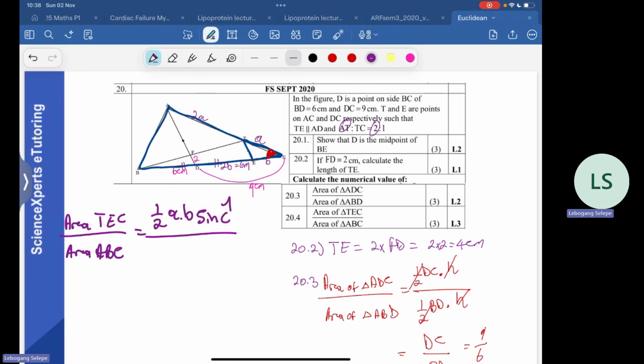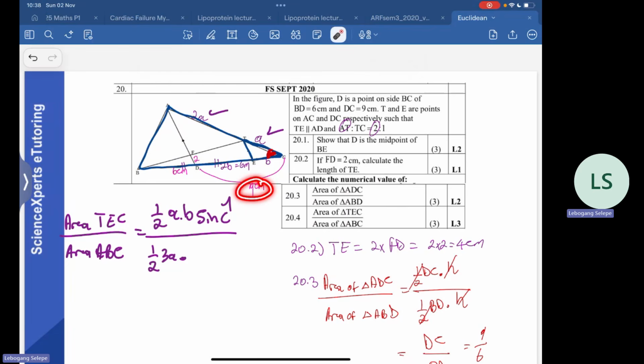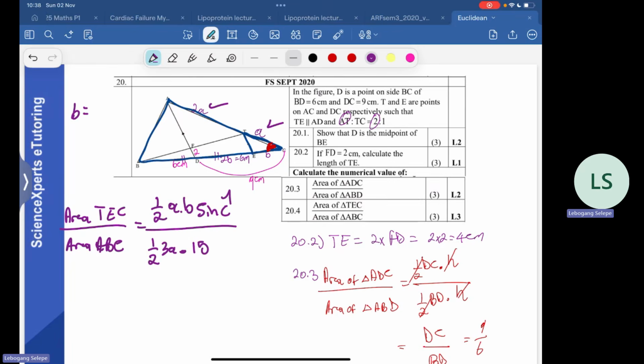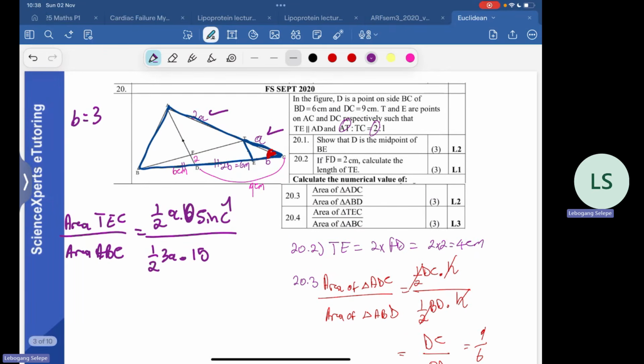So this is basically 1 over 2, 2A plus A, that's 3A, multiplied by the side here, the length of this one is 9, and the length of this one is 6. So basically 9 plus 6, that's 15, multiplied by 15, right? But then remember, at some point we found that the value of B is 3. Remember that B is 3, so I can remove this B here and write it as 3.